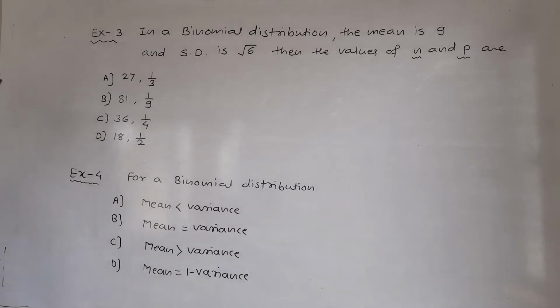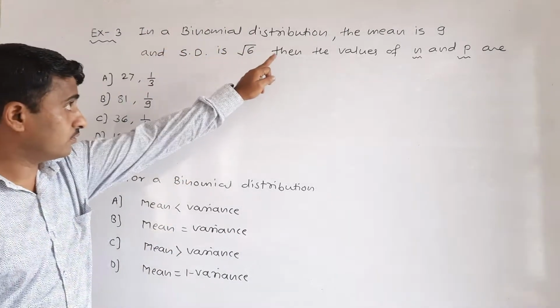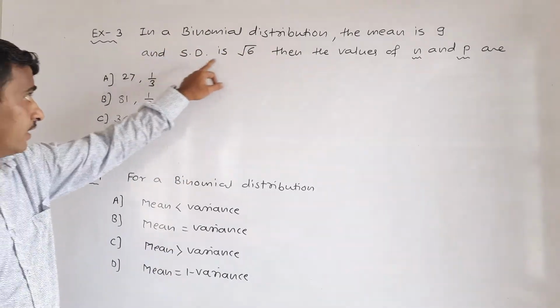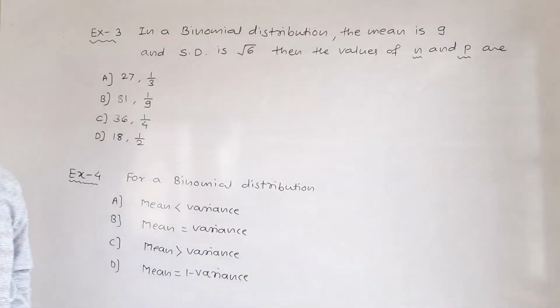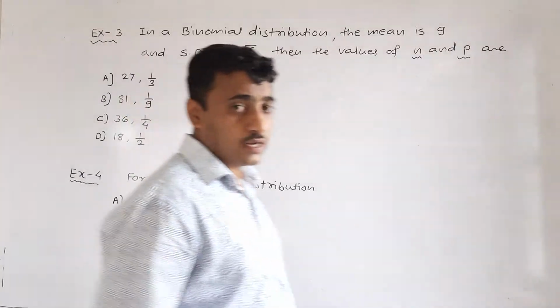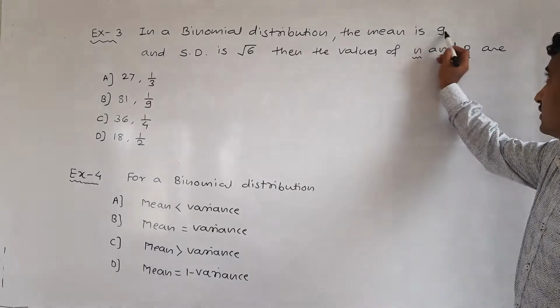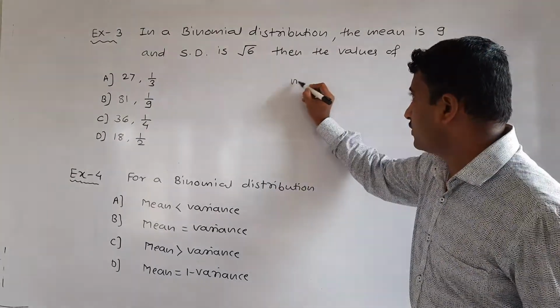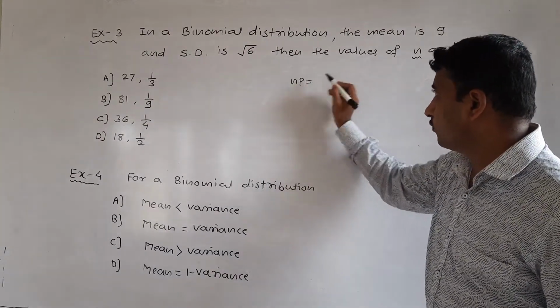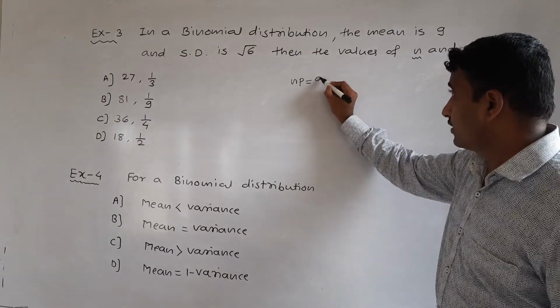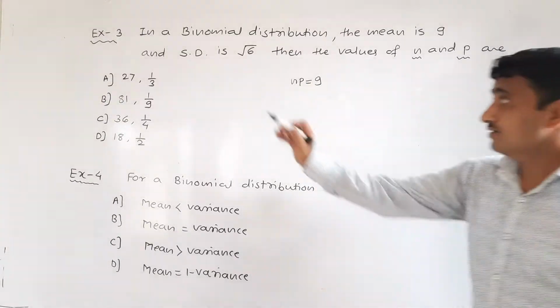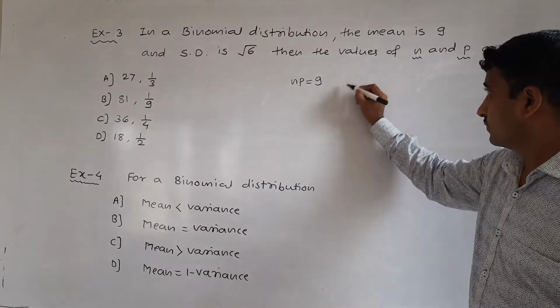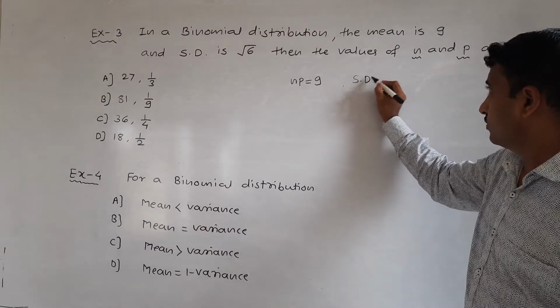Example number 3. In a binomial distribution, the mean is 9 and standard deviation is root 6. Then the values of n and p are. Look at what the question asks. Mean is given as 9, therefore np is equal to 9, np is mean for binomial distribution. And standard deviation is root 6, this is given.